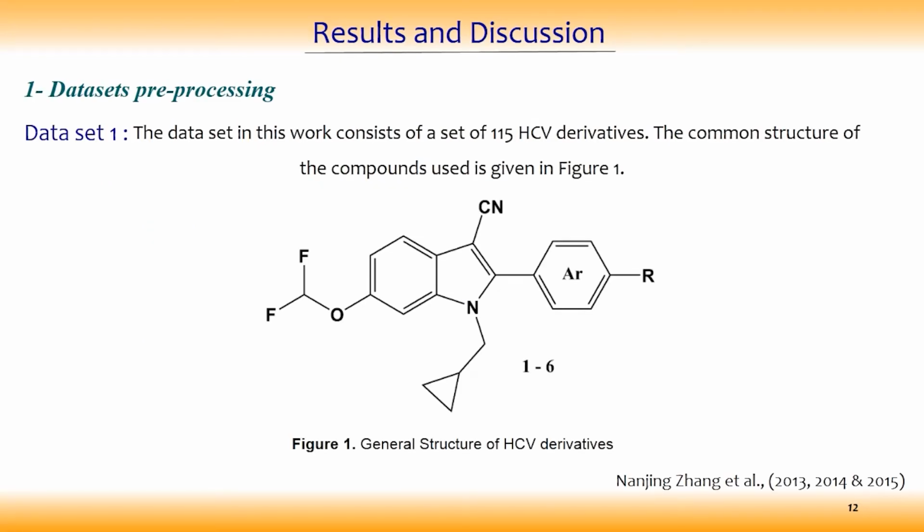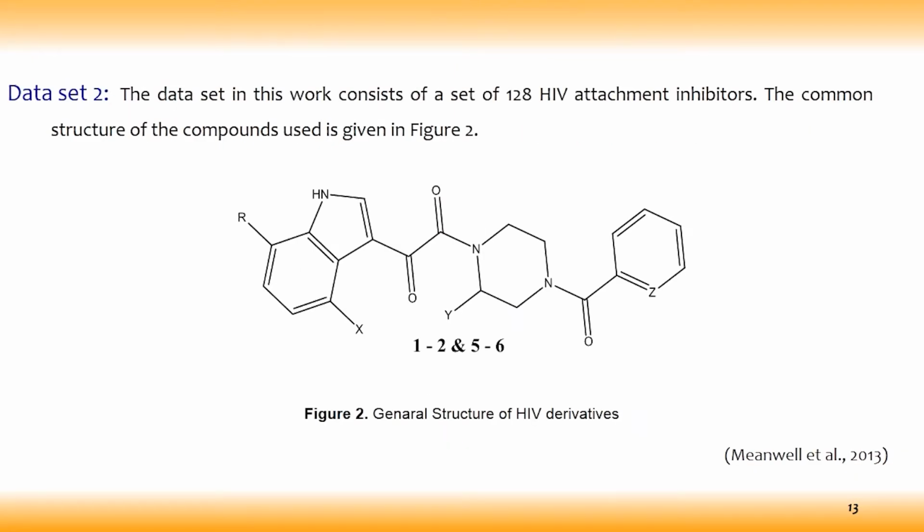In this work, we have used two different datasets, and the first one contains a set of 115 HCV derivatives, and the common structure of this compound is illustrated in figure 1. The second dataset used in this work contains a set of 128 HIV attachment inhibitors, and the common structure of this series is pictured in figure 2.